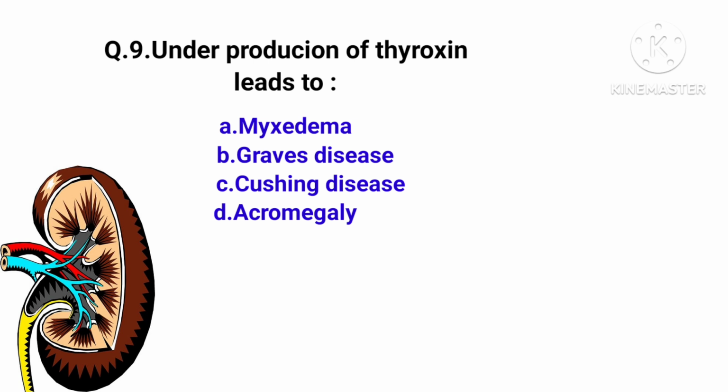Underproduction of thyroxine leads to myxedema, Graves' disease, Cushing disease or acromegaly. Underproduction of thyroxine leads to myxedema.